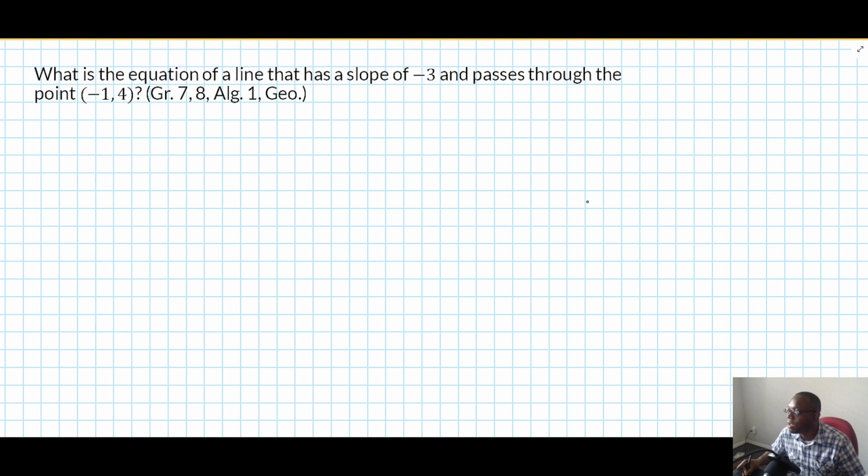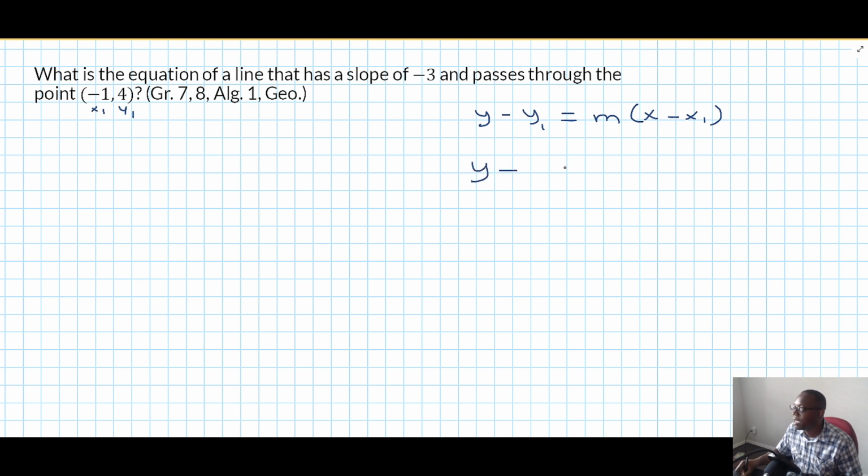What is the equation of a line that has a slope of -3 and passes through the point (-1, 4)? The topics you need to deal with this start all the way from grade 7, and you still use it even in geometry. So here's what we need to remember. We have a slope. If you want to find the equation of a line, you have y minus y1 equal to m, which is your slope, times x minus x1. Here I'm going to pick x1 here, y1 here, and then we're just going to substitute.